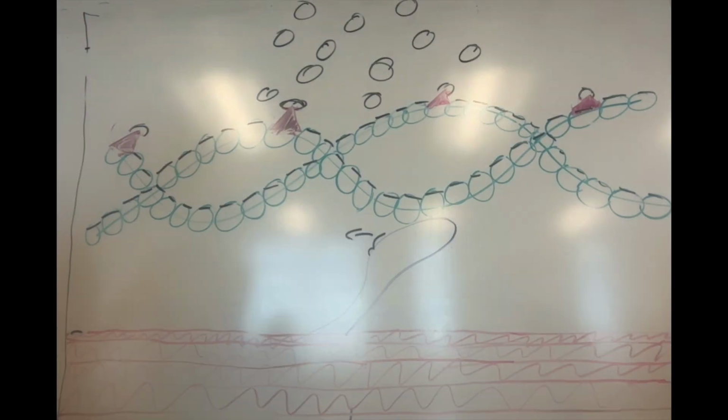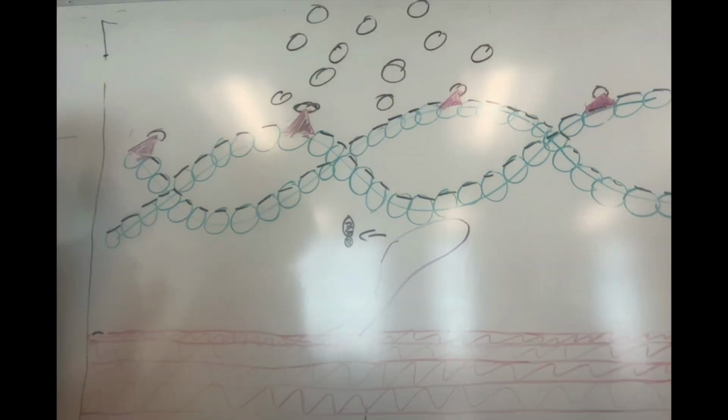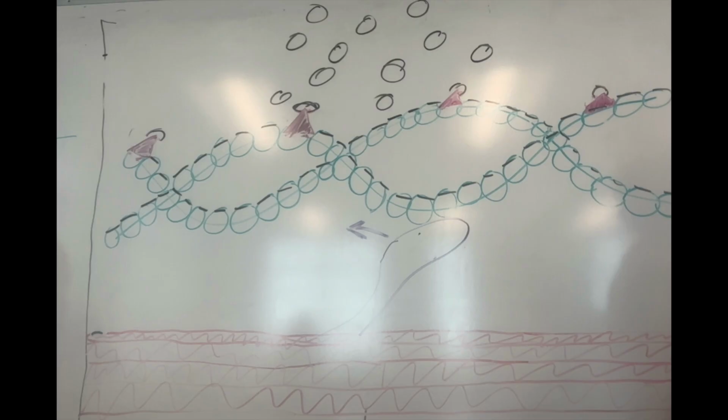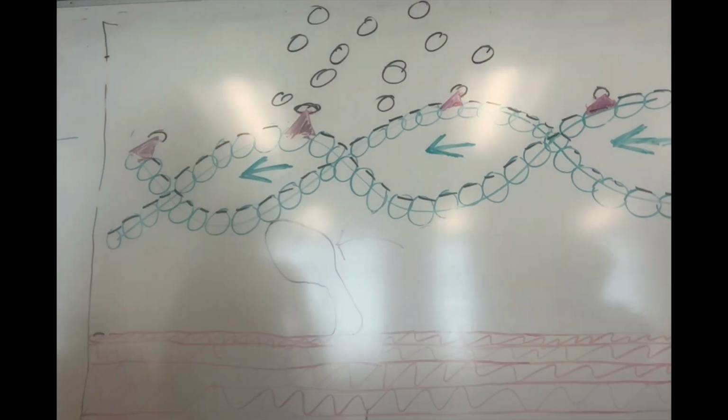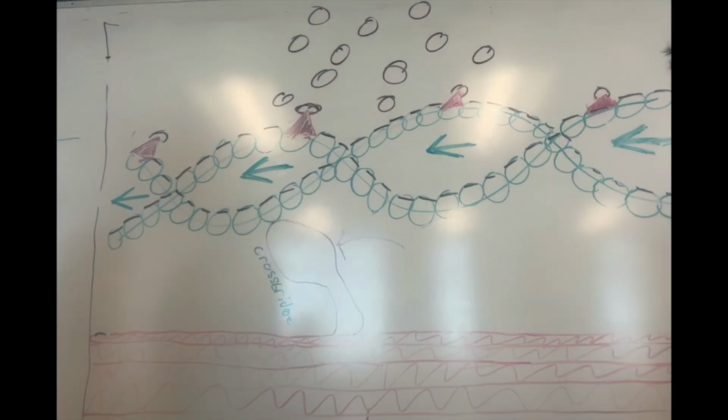Then, ADP and Pi unbind from the myosin head, which triggers a movement known as the cross-bridge cycle that causes the head to pull the actin filament back. This motion is represented by the green arrows.